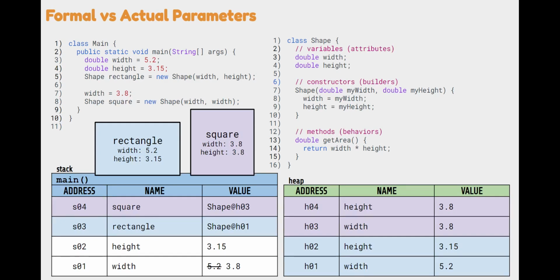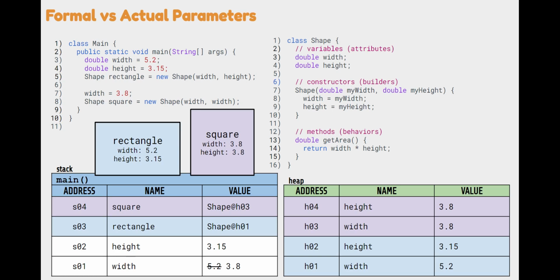If we decided to change the width variable on line 7 after we had already declared our rectangle, the only thing that changes in stack memory is that original width value that we changed. It changes from a 5.2 and it now becomes a 3.8. But if we look at the width in heap memory, the one that's associated with the rectangle, that doesn't change. There was no link between those widths because the rectangle only got a copy of that 5.2 value.